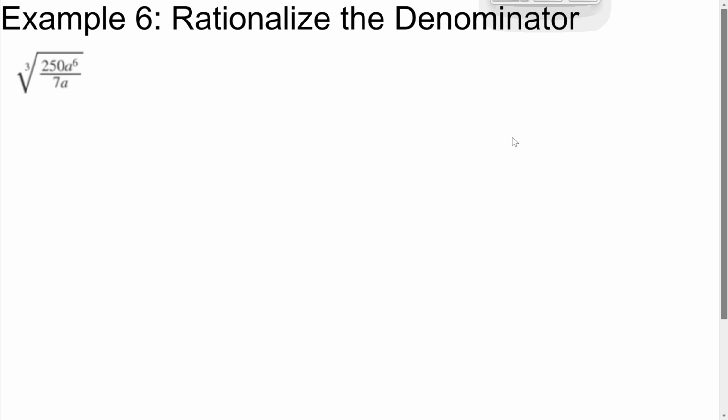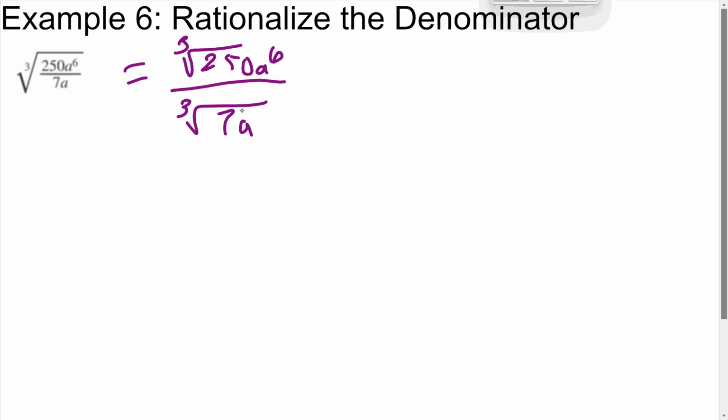Okay, so example 6, rationalize the denominator. So like we said before, we don't want any fractional exponents in the denominator. We don't want any square roots in the denominator, right? So if I break this down to the cube root of 250a to the 6 over the cube root of 7a, that would be like a fractional exponent of 7a, both the 7 and the a raised to the 1/3, right? So we want no fractional exponents or no roots in the denominator.